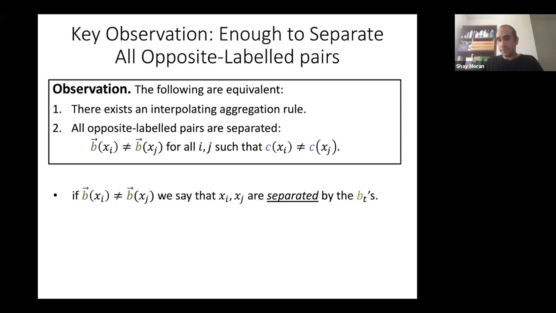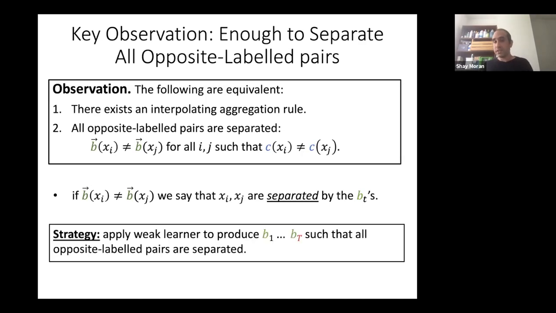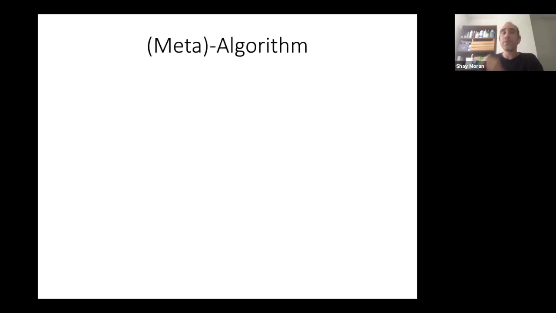So let us just say that if the representation of xi and xj is different, then we say that they are separated by the weak hypothesis. The nice thing is that the strategy now becomes much clearer, as we will see, because now we don't worry anymore about some interpolating regression rule. We just worry about separating all opposite labeled pairs. And as you will see, it's rather easy to achieve that fast. So what is the boosting algorithm? How do we do it?